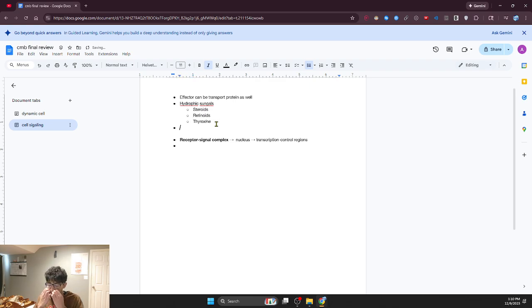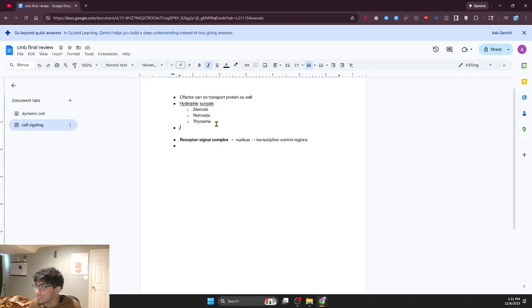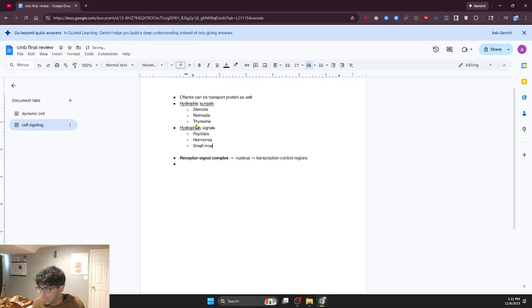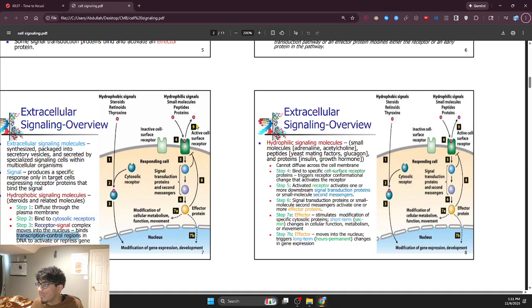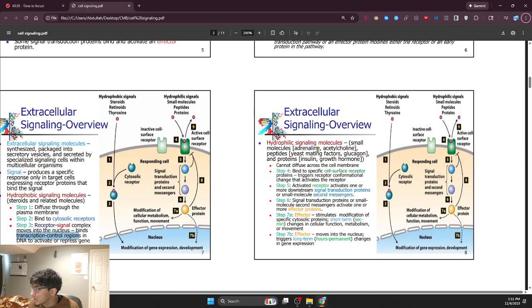Hydrophilic. Okay, I know it's going to be protein, peptide. Is there anything hormone? Everything's a hormone, actually. What's the examples that they have? Small molecules, peptides, hormones. Hydrophilic signals: peptides, hormones, small molecules. All right. Now examples of that. Examples of peptides. I don't know actually.